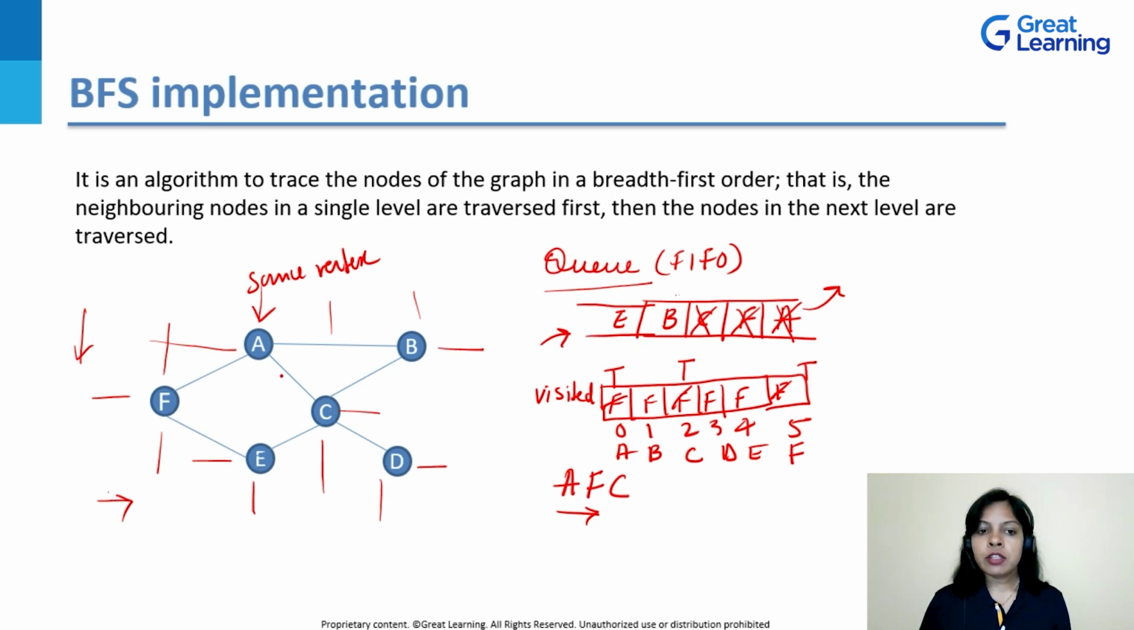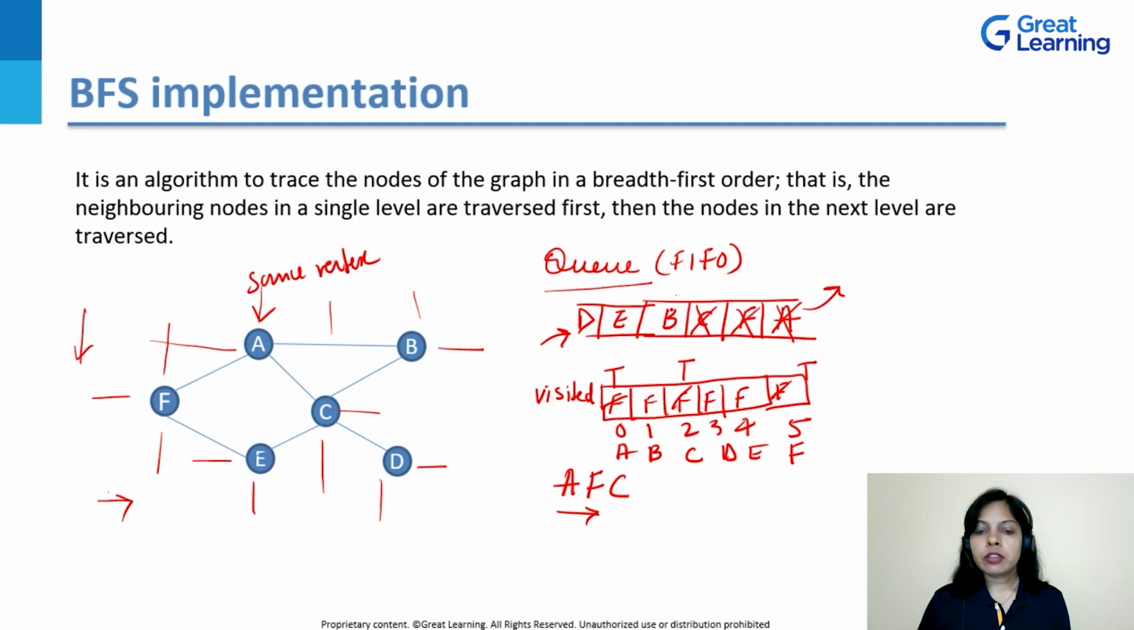And which are connected to C? A, B, D, and E. So you can see A is already visited. So we'll not consider A. E and B are also already in this queue. So those we should not insert again. Only D is left. So D will be inserted here.